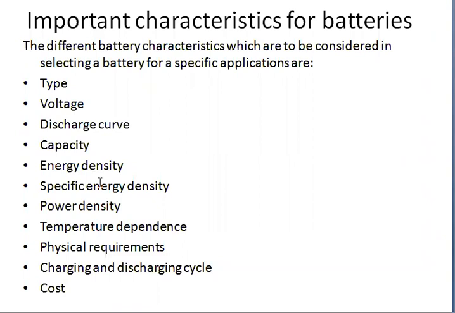And coming to the next one, that is energy density. The energy obtained per unit volume of the cell is called energy density. And the next one is specific energy density. Energy obtained per unit weight of the cell is called specific energy density. And the next one is power density. The power obtained per unit weight of the cell is called power density, and which is measured in watt per kg.